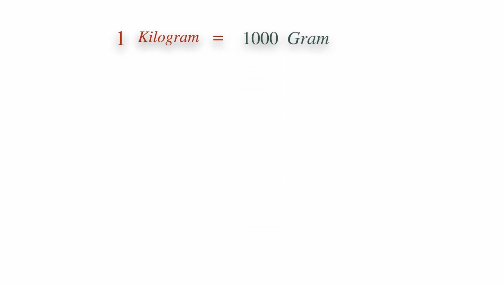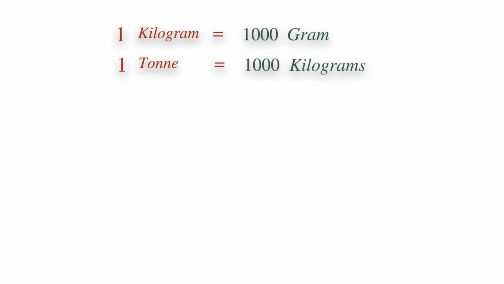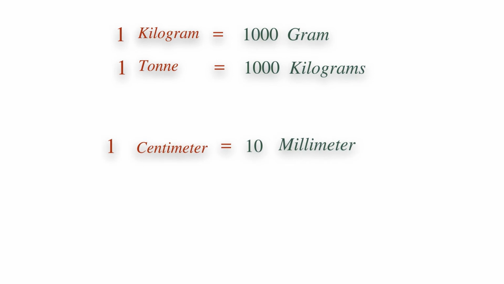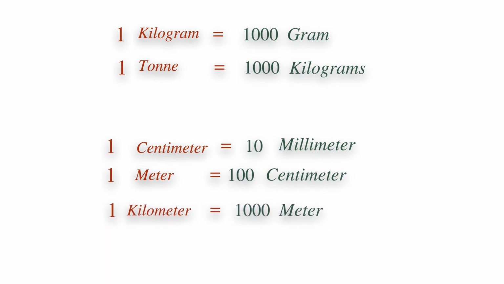There are some other units of measure that you should be familiar with. For example, 1 kilogram is equal to 1000 grams. 1 ton is equal to 1000 kilograms. 1 centimeter is equal to 10 millimeters. And 1 meter is equal to 100 centimeters. 1 kilometer is equal to 1000 meters.